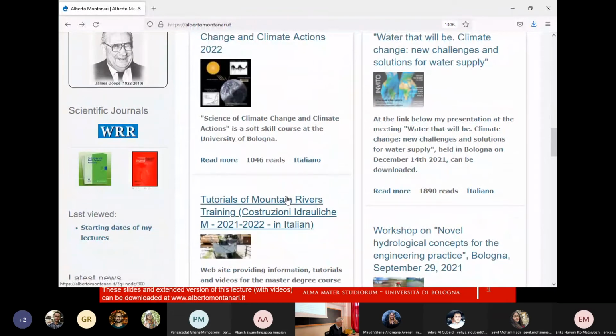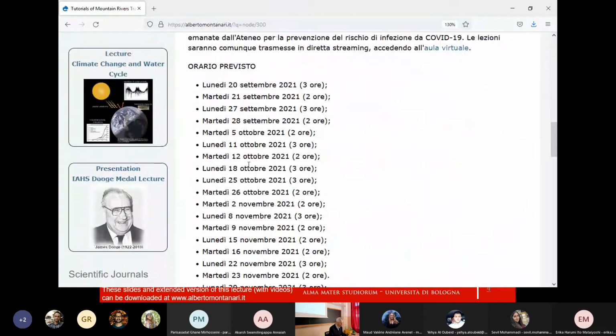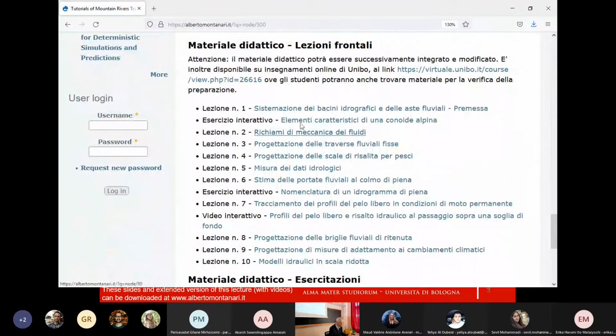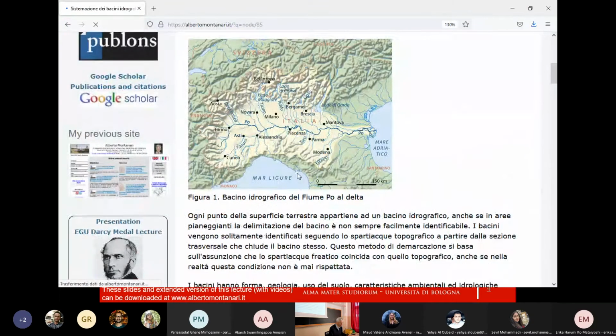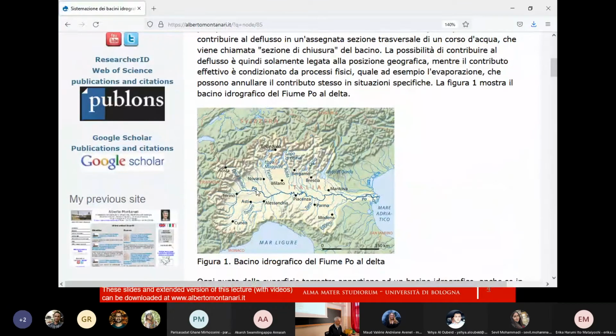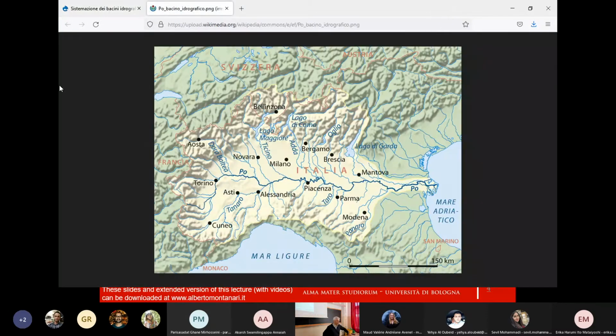I'm sorry, now I am using a page in Italian. What you can see here in, let's say, light brown, is the catchment of the Po River. And you see that it's including a large area in the north of Italy. It's light brown, and its contour is identified by a brown line, which becomes yellow in some parts.